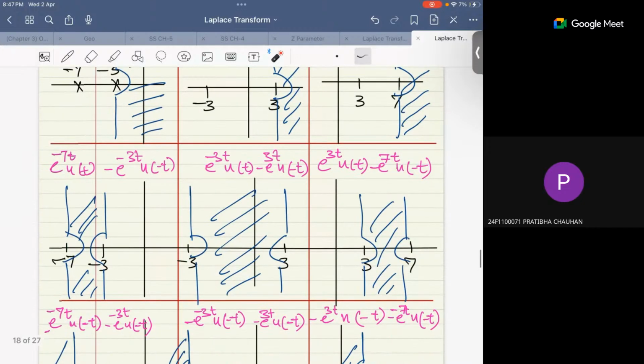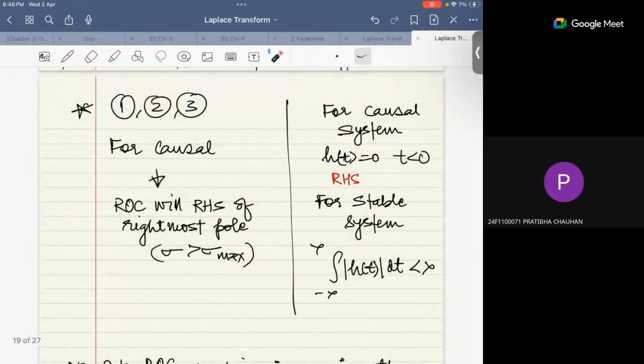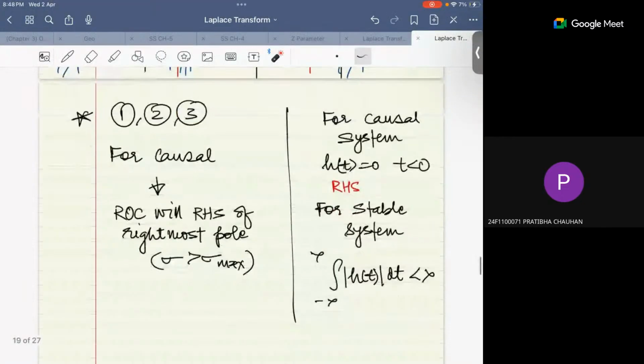And one more thing I told you in the last session: whenever you are given the ROC, if the j omega axis, the y axis of this complex plane, comes inside the ROC, that means the system is stable. So there are two things: the ROC never contains the poles of the system, and if the ROC contains the j omega axis, the system is stable. This is very important, and it will be asked in the exam also.